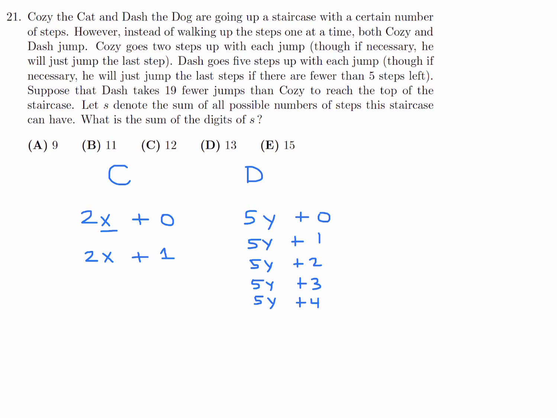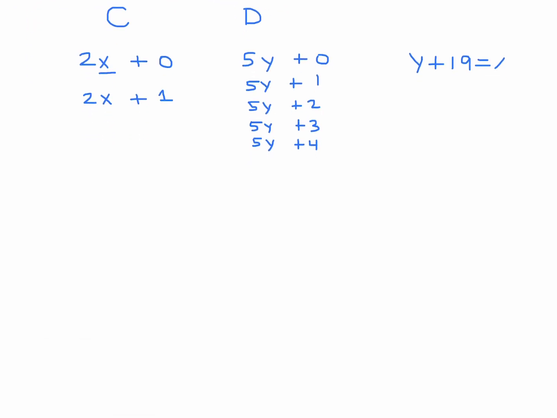So we are also told that y plus 19 is equal to x. So right here, Dash takes 19 fewer jumps than Cozy. All right, so the good news is that we have to equate these. That is going to allow us to solve these variables. So let's do that one at a time.